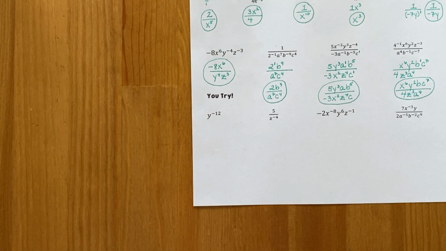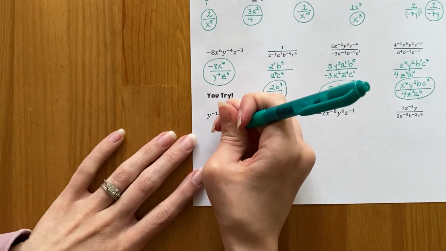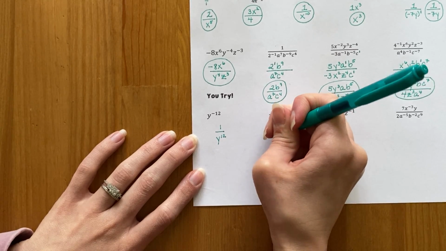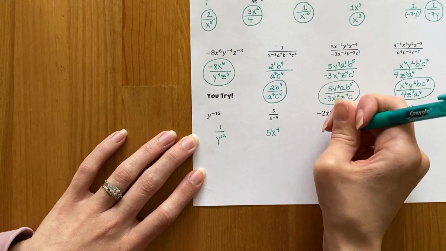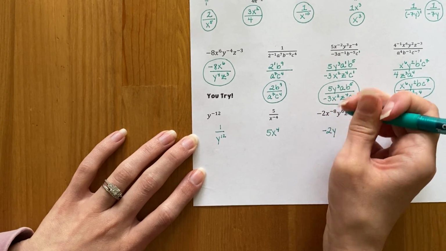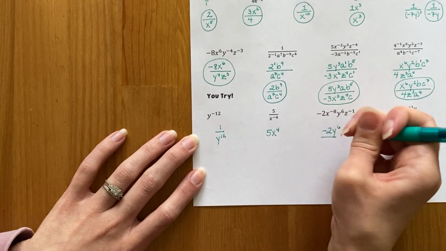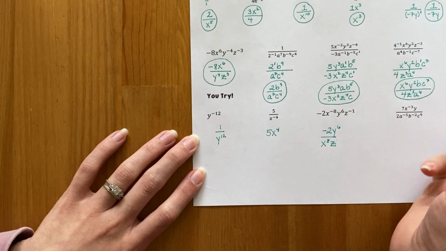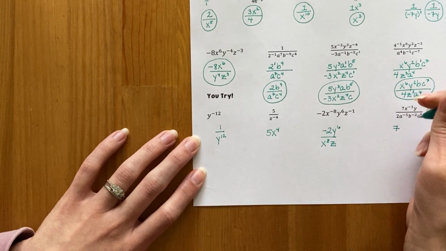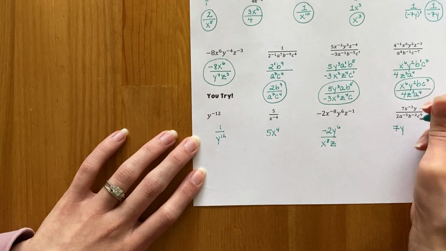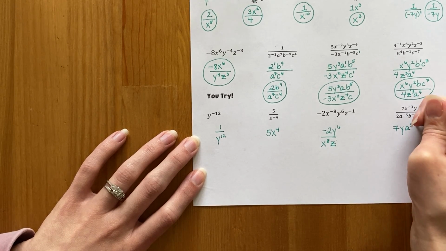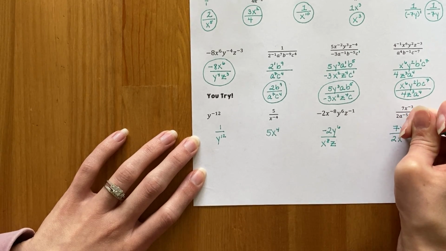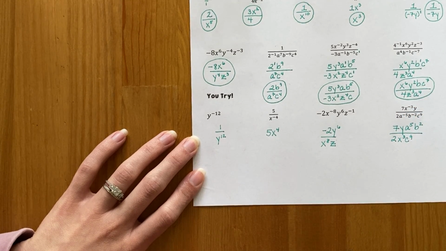All right, if the answers that you got to these problems are 1 over y to the 12th, 5x to the 4th, -2 y to the 6th, over x to the 8th z, or z to the 1st power, and last but not least 7 y, or y to the 1st, a to the 5th b squared, over 2x to the 3rd c to the 9th. Those would be the correct answers.